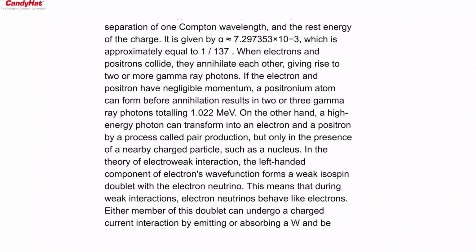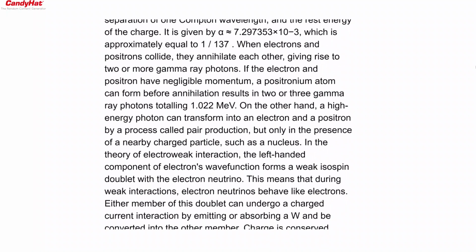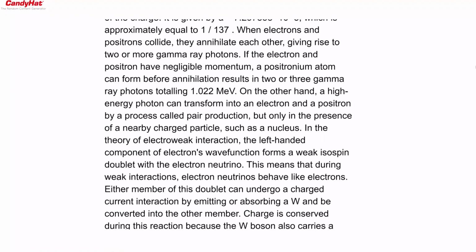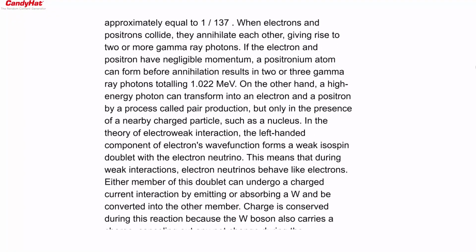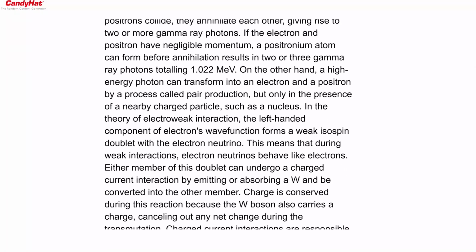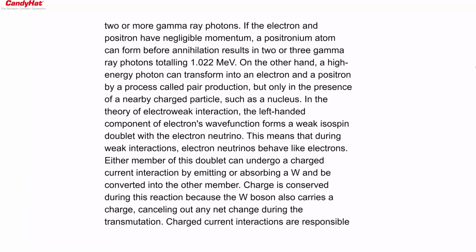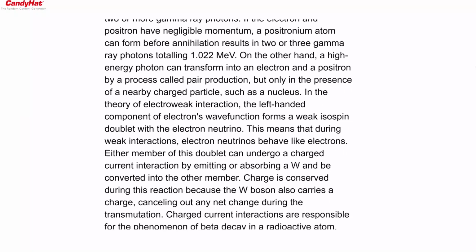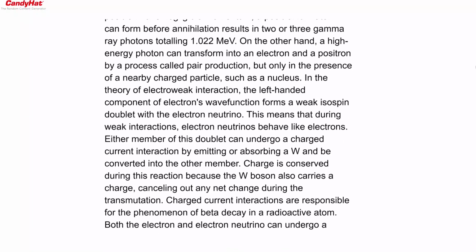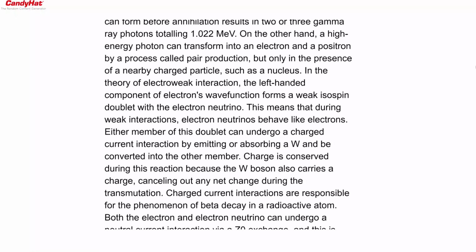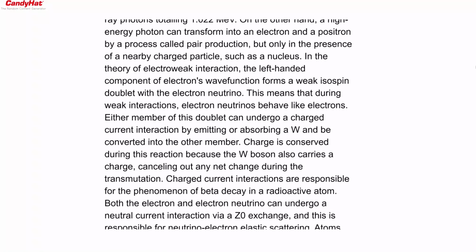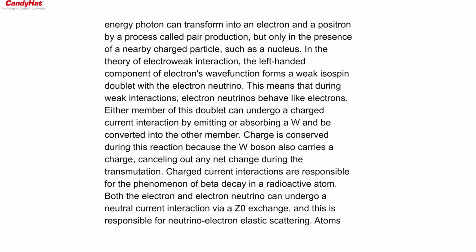1/137. When electrons and positrons collide, they annihilate each other, giving rise to two or more gamma-ray photons. If the electron and positron have negligible momentum, a positronium atom can form before annihilation results in 2 or 3 gamma-ray photons totaling 1.022 MeV. On the other hand, a high-energy photon can transform into an electron and a positron by a process called pair production, but only in the presence of a nearby charged particle, such as a nucleus.